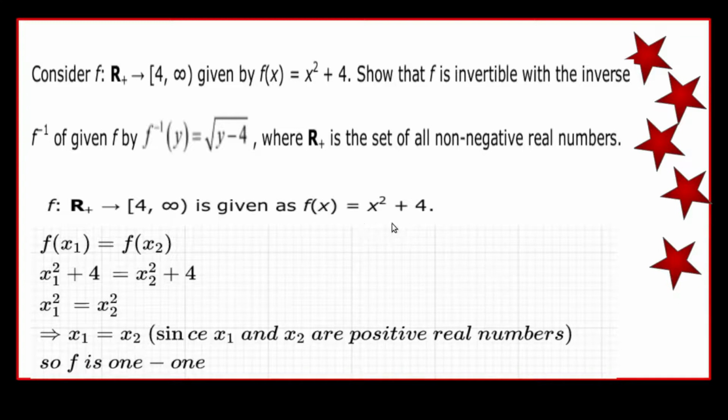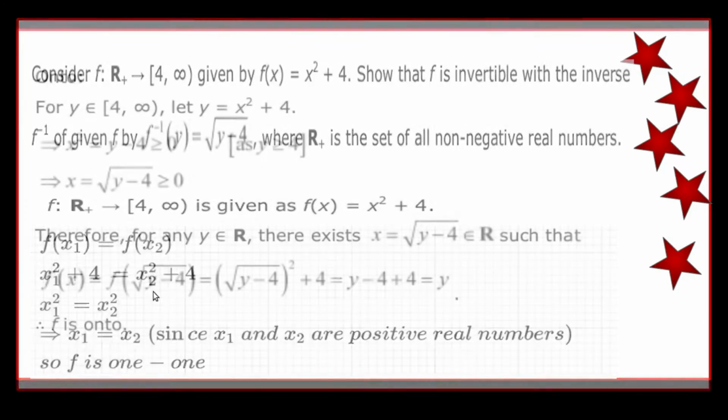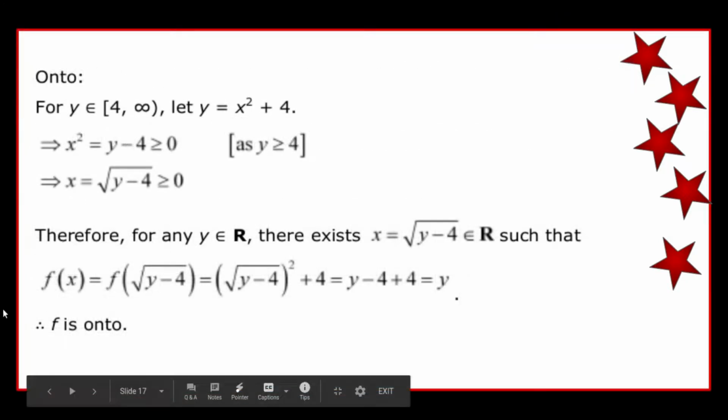Now here f of x is x square plus 4. We have to show that f is invertible. So we have to show that f is both 1-1 and onto. So take f of x1 equal to f of x2. F of x1 is x1 square plus 4. F of x2 is x2 square plus 4. Subtract 4, we get x1 square equal to x2 square. Now this implies x1 equal to x2, since x1, x2 are positive real numbers, x1, x2 belongs to R plus. So f is 1-1. Now we have to prove f is onto.